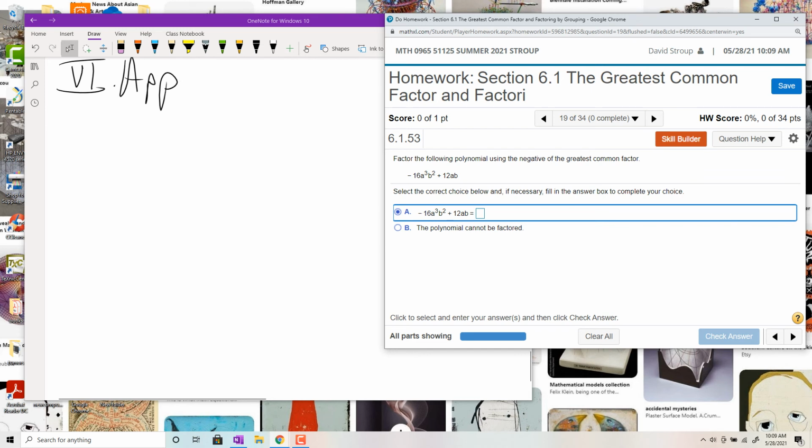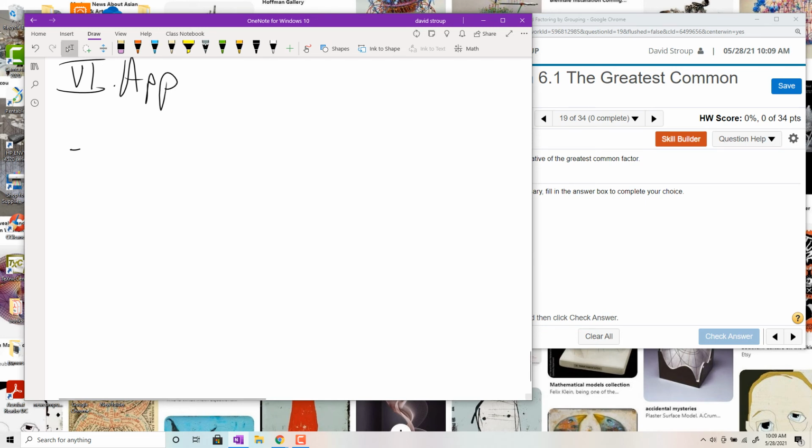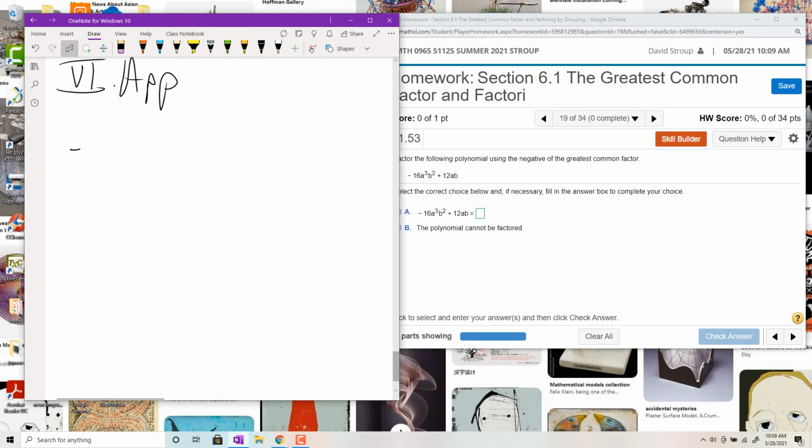This is not an application. They want you to factor out the negative. Okay. Of course, now I can't read it. So negative 16a cubed b squared plus 12ab. Don't be intimidated by all the numbers and variables. They tell me to factor using the negative, okay? So you're going to factor out a negative.